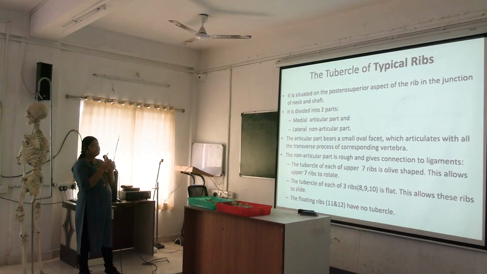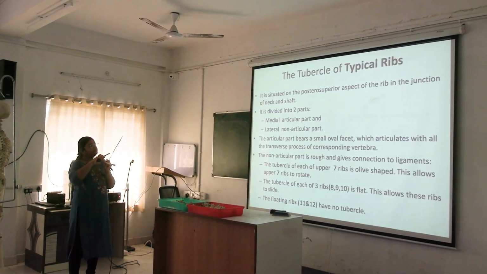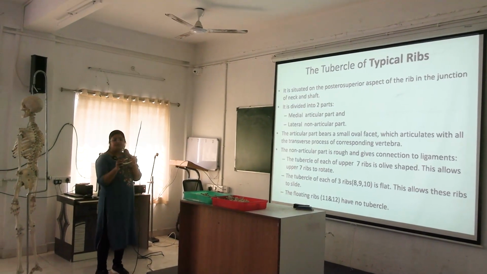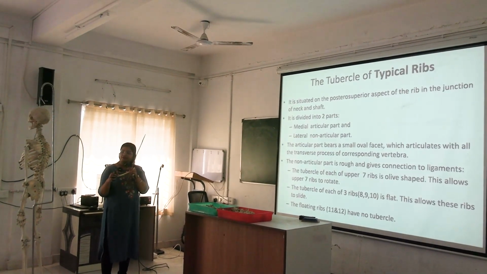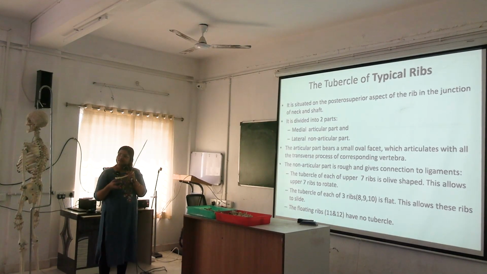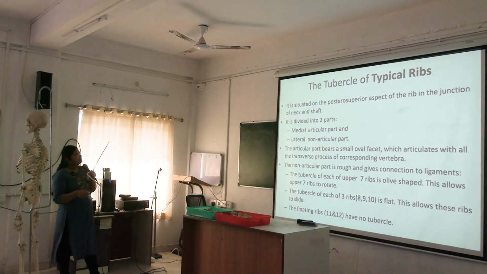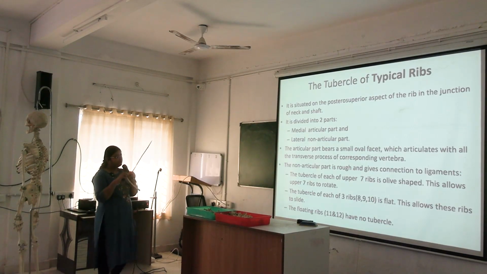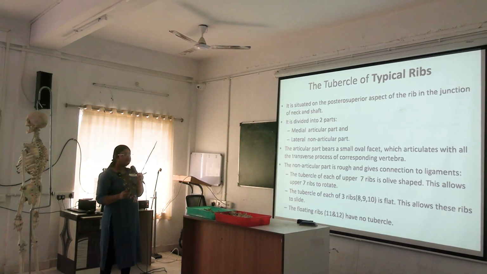Next we are going to the tubercle of the rib. The tubercle is situated on the posterior superior aspect of the rib at the junction of the neck and the shaft. Here, this is the tubercle of the rib. It has a non-articular part laterally and an articular part medially. So medial articular part and lateral non-articular part. And the articular part bears a small oval facet, which articulates with the vertebra.